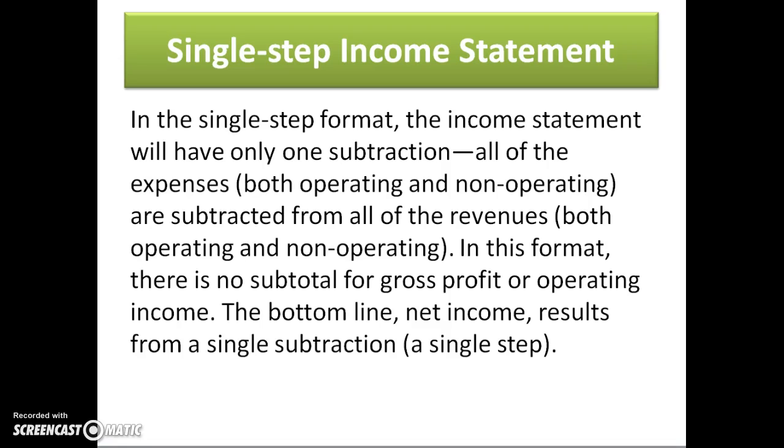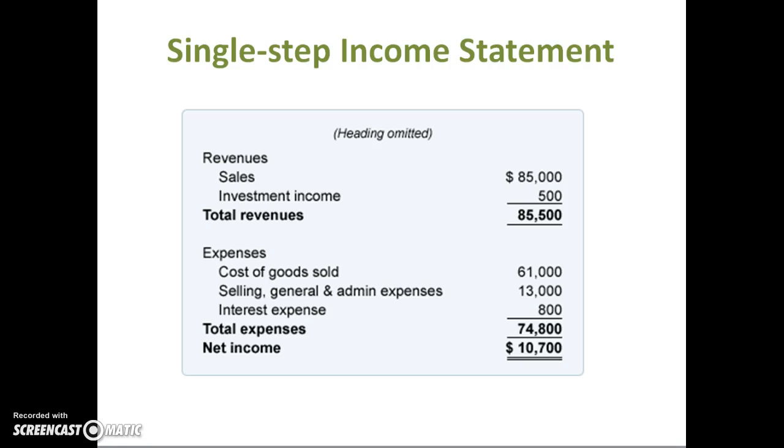Now in this single step income statement, we're essentially boiling down this process to just one calculation or one subtraction. And this is what this single step income statement looks like. We have all of our positives, our sales, our investment interest income up here, and we get a total of total revenues by adding those two numbers. Then we take all of our expenses, lump them together down here, add them up, and we come to total expenses, and derive net income by taking our total revenues and subtracting our total expenses to come to that $10,700.